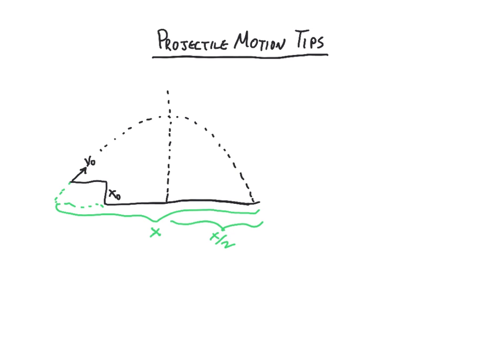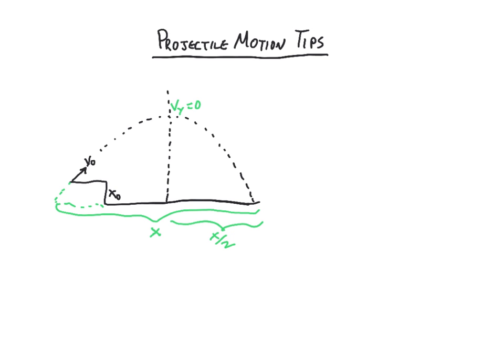Some other things to remember for problems like this. At the peak, the y velocity is going to be 0, right? You can imagine, anytime you throw a ball up in the air, its y velocity is getting smaller and smaller until it gets to 0, and then it becomes negative and it falls back down. So right at the peak, the velocity is 0. So one of the common ways to find out where the peak of this trajectory is, is to find the place where the y velocity equals 0.